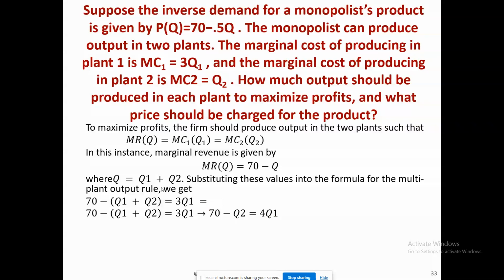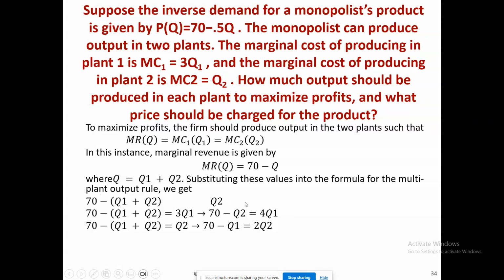We focus on the first part, plant 1. Just focus on the first equation: 70 minus Q1 minus Q2 equals 3Q1. We rearrange it, moving this Q1 to the right-hand side, and we can write it as the following. That's the first equation we got.